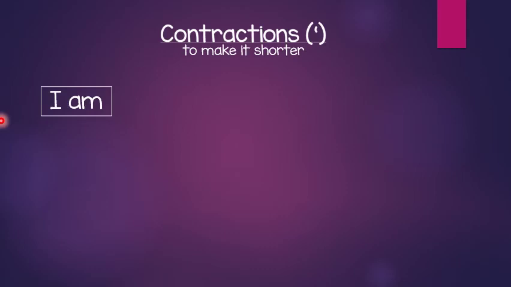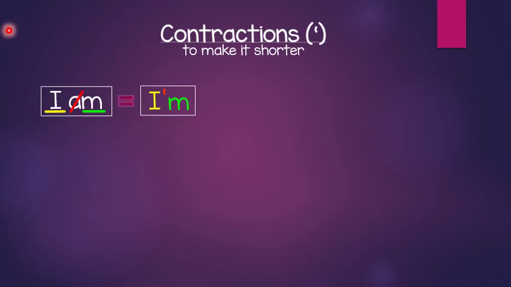Okay, we take the first word, I, and then we put this symbol, the apostrophe. And then from the second word, am, we get rid of the first letter, A, and we only take the M. It becomes I'm. I am, I'm.